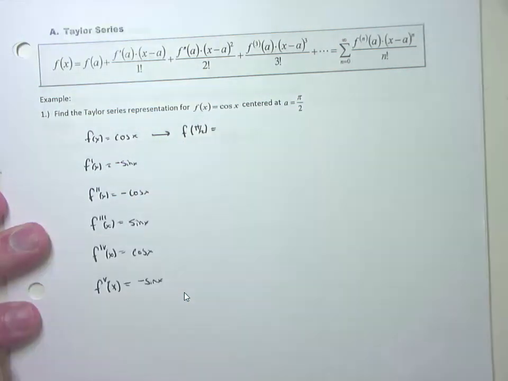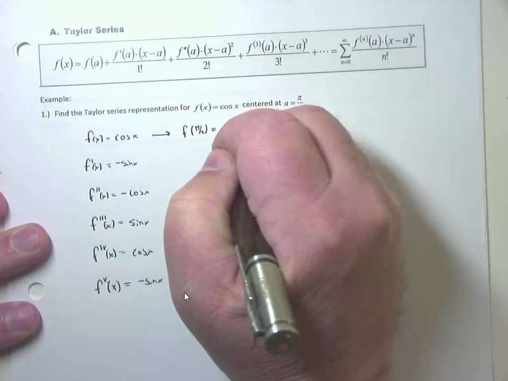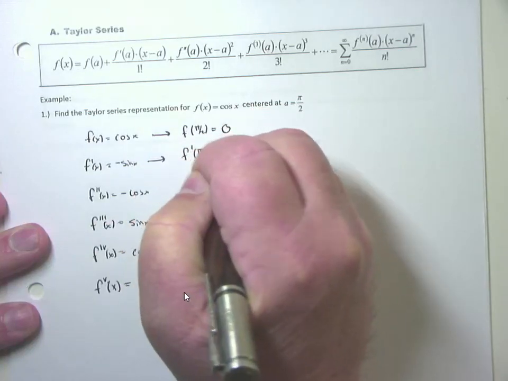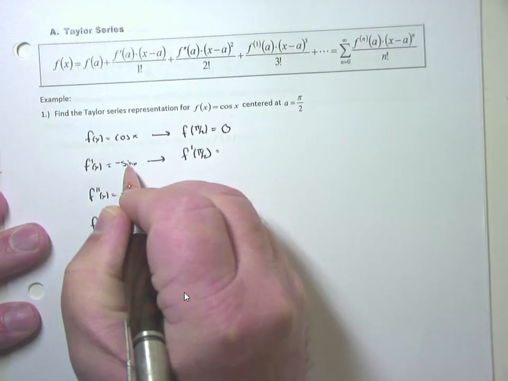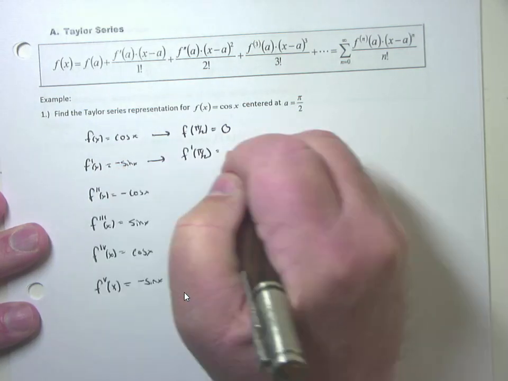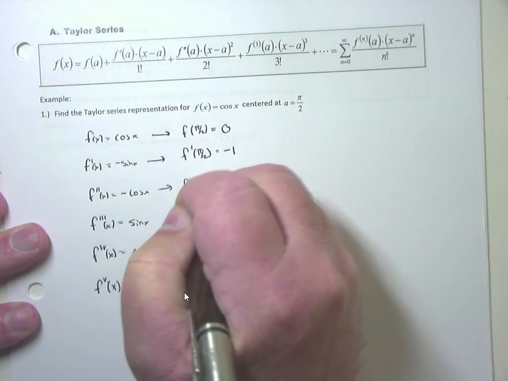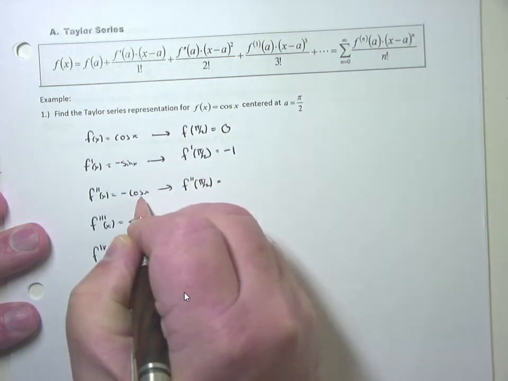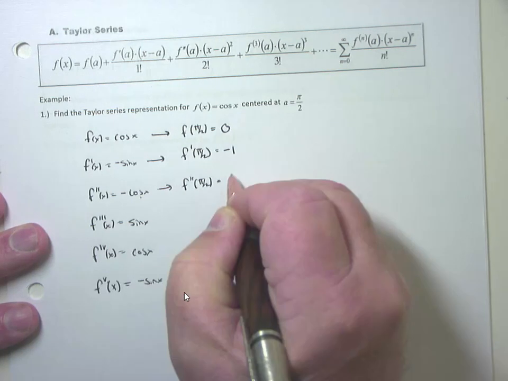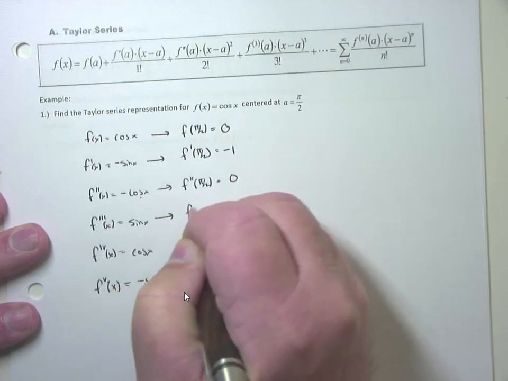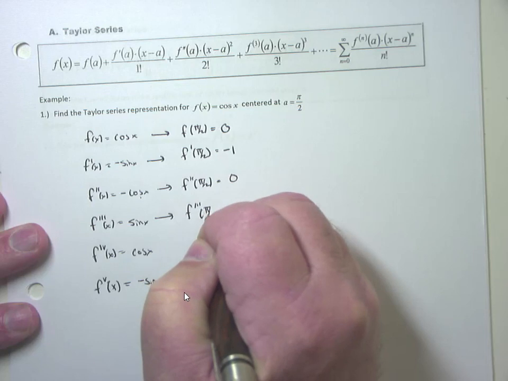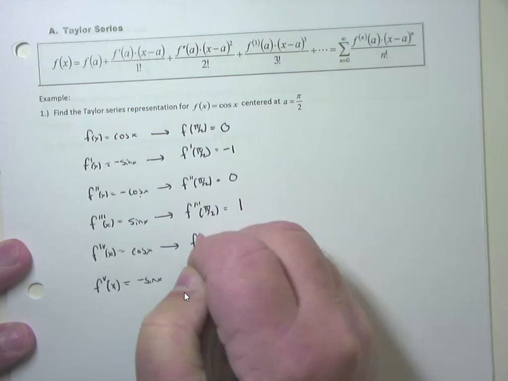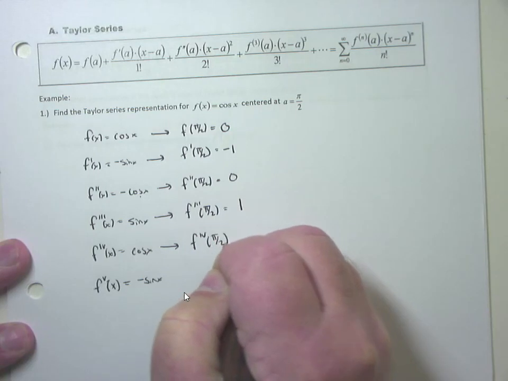So now we're going to evaluate these guys, f of pi halves. What was the cosine of pi halves again? Things we know from high school, 0. What is negative the sine of pi halves? The derivative at pi halves is negative sine of pi halves. Sine of pi halves is 1. Negative that makes it negative 1. Your second derivative at pi halves, cosine of pi halves is what again? 0. Negative that, still 0. Your third derivative at pi halves, this is the sine of pi halves, which is 1. Your fourth derivative at pi halves, the cosine of pi halves is 0.